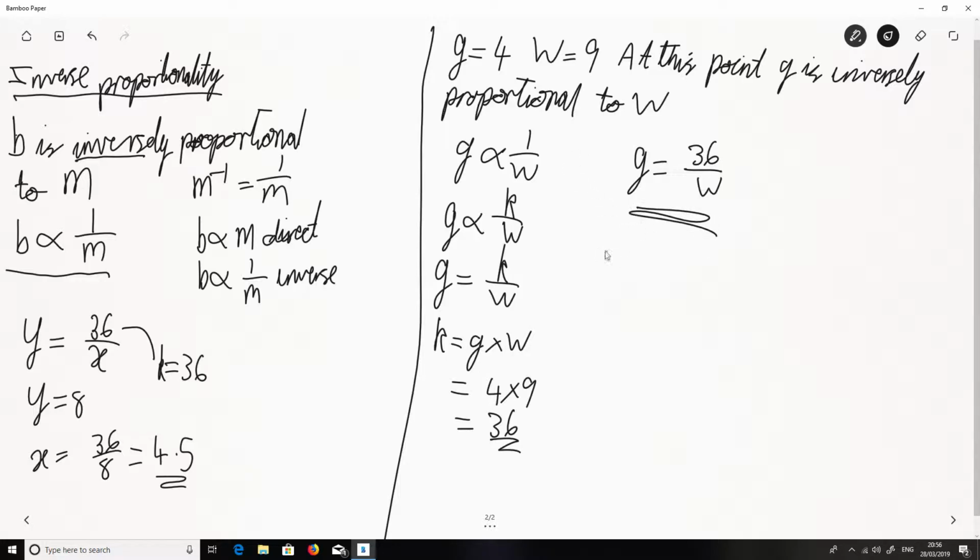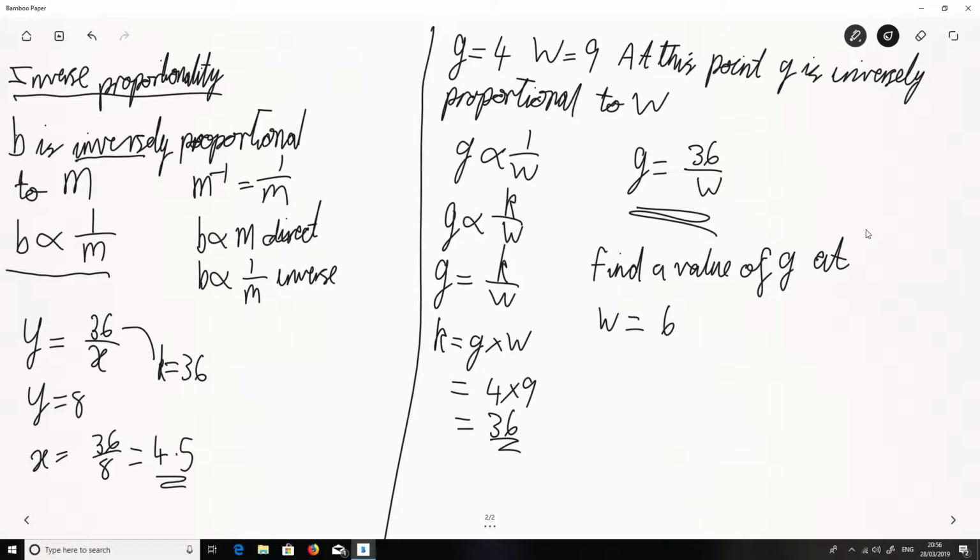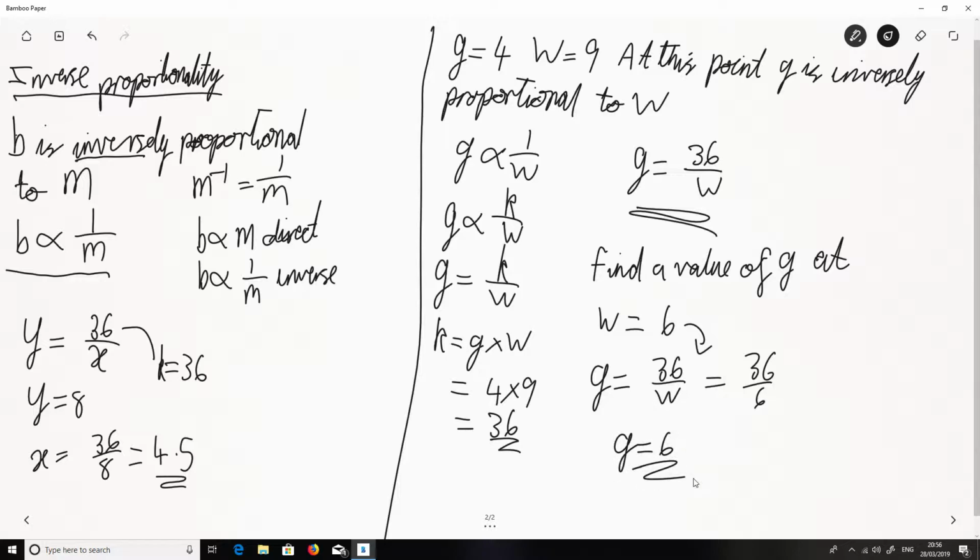Now, again, we're going to find a value of G at W is equal to 6. So we've just been given another point of W, and we want to find a value of G for it. So G is equal to 36 over W. We sub in our value of W, that means it's 36 over 6, and that means our value of G is equal to 6.